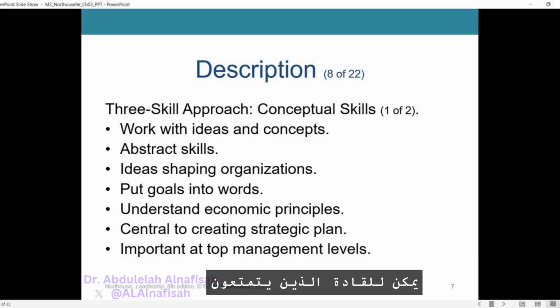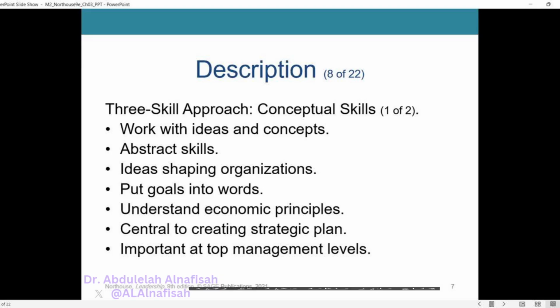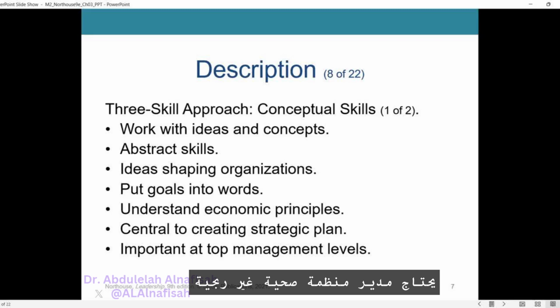Leaders with strong conceptual skills can articulate a clear vision and develop strategic plans. For instance, a CEO of a struggling manufacturing company must use these skills to envision new product lines that can lead to profitability. Similarly, a director of a non-profit health organization needs conceptual skills to devise a strategy that enables competing with for-profit entities in a resource-limited market.